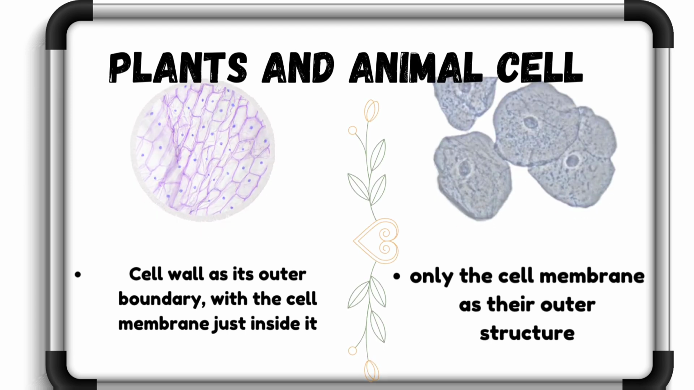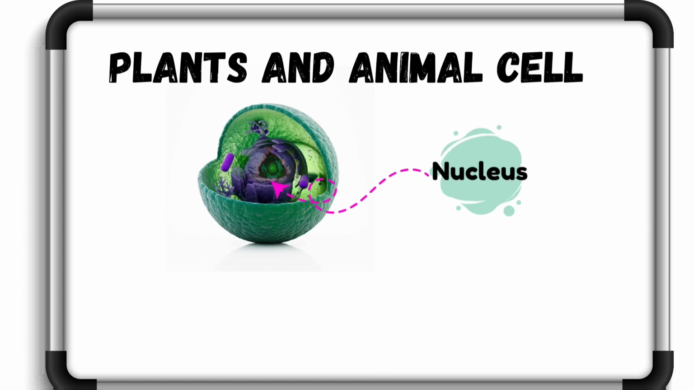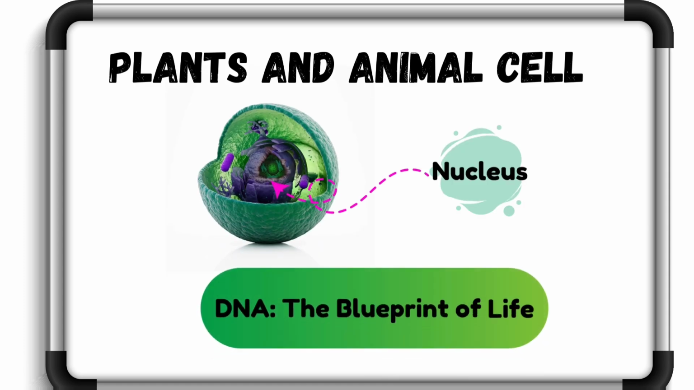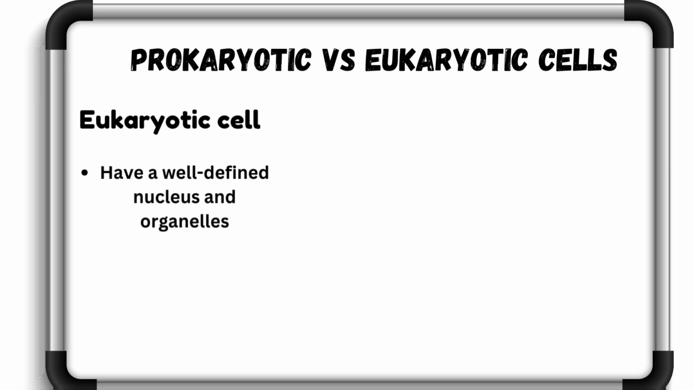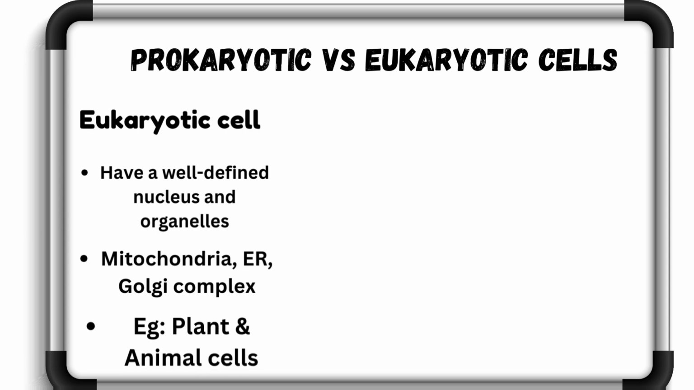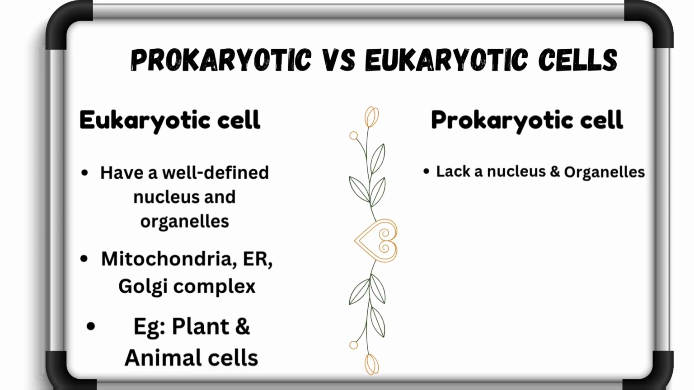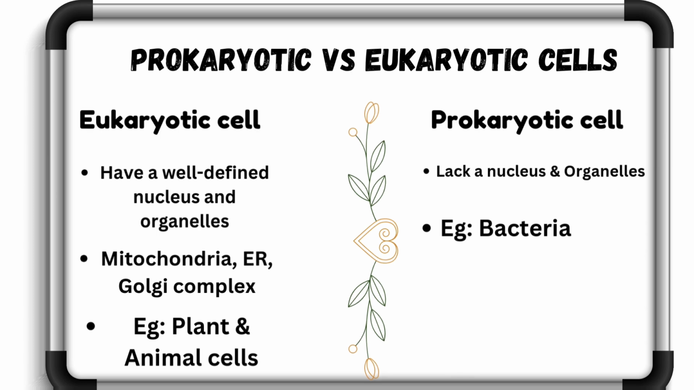Despite these differences, both plant and animal cells have a nucleus, which contains DNA, the blueprint of life. Cells can be classified into two major types. One, eukaryotic cells. These have a membrane-bound nucleus and organelles like the mitochondria, endoplasmic reticulum, and Golgi complex. Examples include plant and animal cells. Two, prokaryotic cells. These lack a well-defined nucleus and membrane-bound organelles. Examples include bacteria.